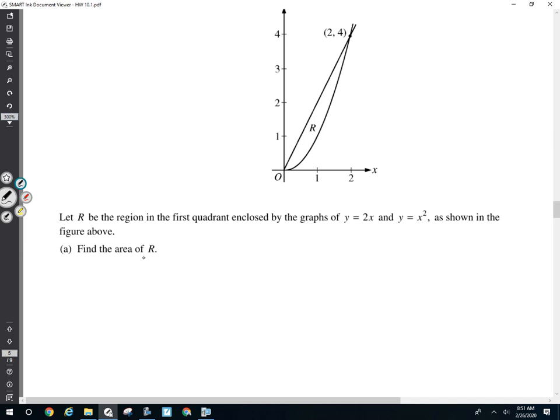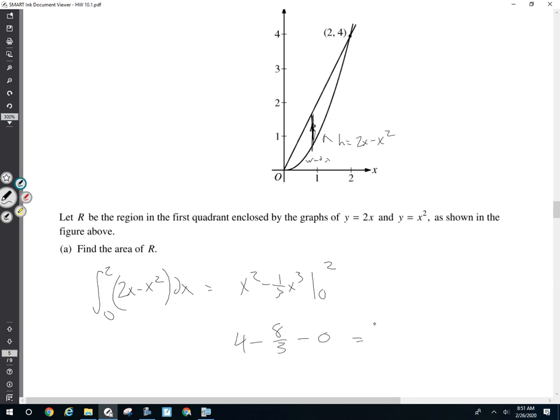You can see the intersections at 2, 4. So from 0 to 2, I'm summing up these rectangles. The height of this rectangle is going to be the line minus the curve. So that's my top minus the bottom. My width is dx. Probably should have been doing this from the get-go. Got 0 to 2 of height. It's a y minus a y. Y as a function of x's. And that's going to be x squared minus 1/3 x cubed. From 0 to 2, I got 4 minus 8/3 minus 0. So 12/3 minus 8/3, which is 4/3. I feel like I already did that one.